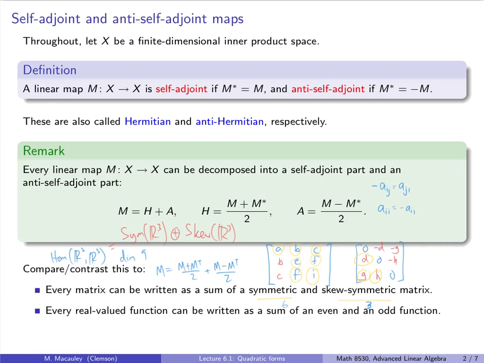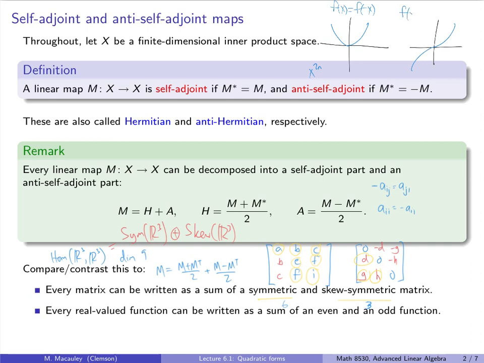Next, every real valued function can be written as a sum of an even and an odd function. Now, I know I talked about this in a previous lecture when I brought up Fourier series. A quick review as to what even and odd mean. An even function means that f of x equals f of negative x. So it means it's symmetric about the y-axis, like x to the 2n. And an odd function means it's symmetric about the origin, so it looks like this.